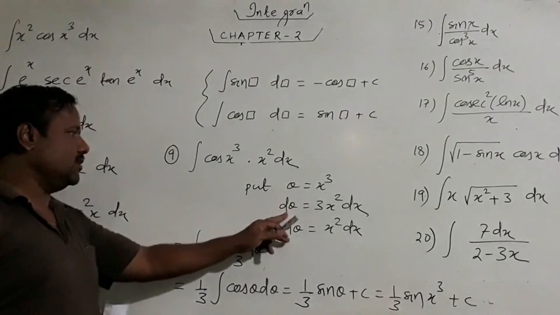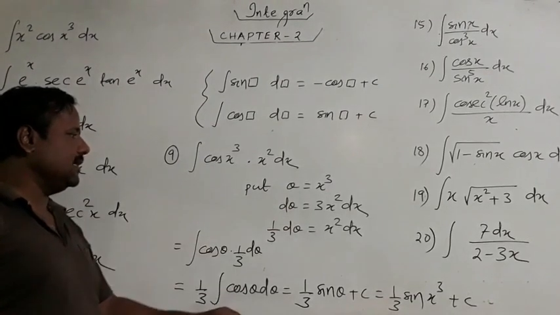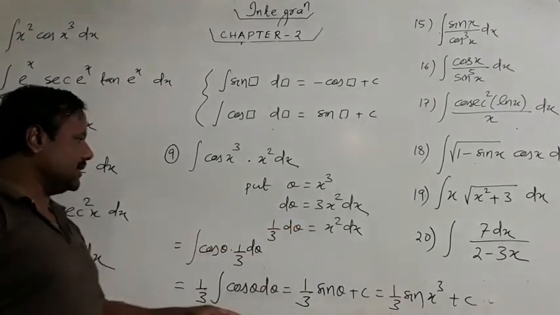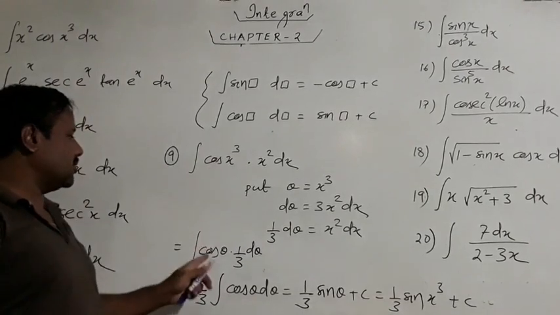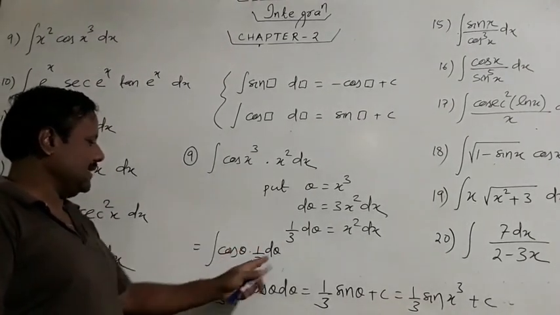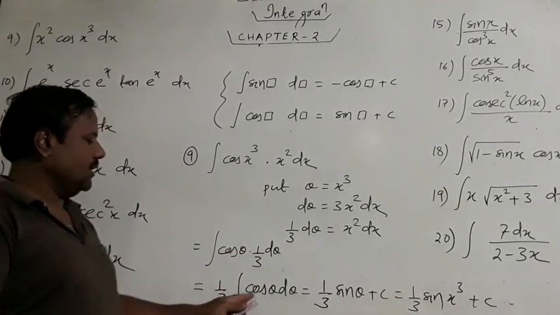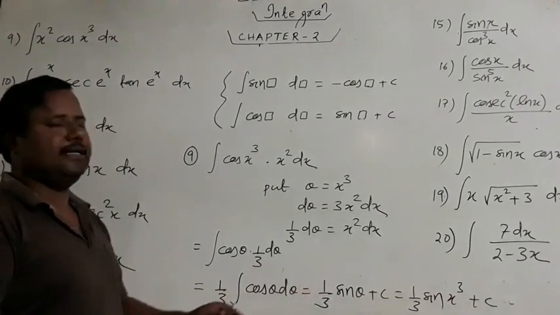Theta is equal to x cube, d theta is 3x square dx. So 1 by 3 d theta is equal to x square dx. So it becomes cos theta, 1 by 3 d theta. 1 by 3 will come outside. Cos theta d theta. Then you can integrate it.